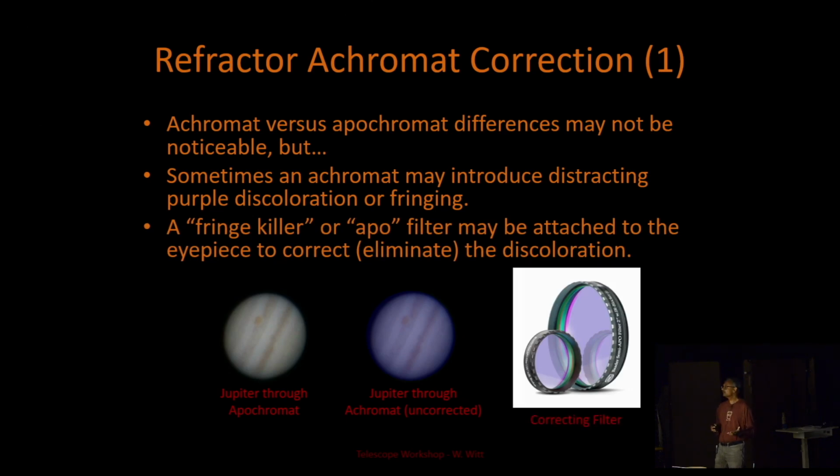Now there is another way to correct the blue and purple fringes that we can get. We can add a filter to the eyepiece. Filters are typically added on the eyepiece, right? What the filter will do is eliminate that blue from reaching your eyes. It's also called a fringe killer or apofilter, and that may be attached to the eyepiece. So it eliminates the blue, and you get an image which is not quite as blue as this one.